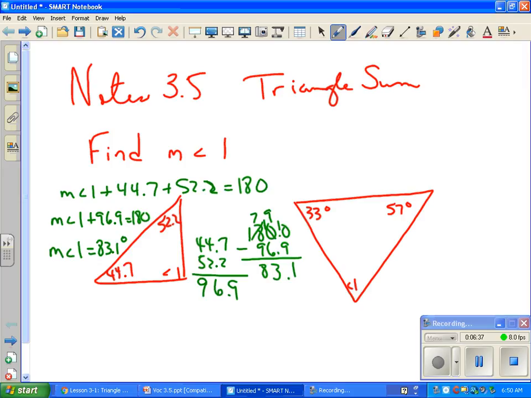So that's a very simple way of finding the measure of an angle. Just add the three of them up. By subtracting off the ones you know, you can find the one you don't know. So stop the video now and try the question next to this one to find the measure of angle 1.